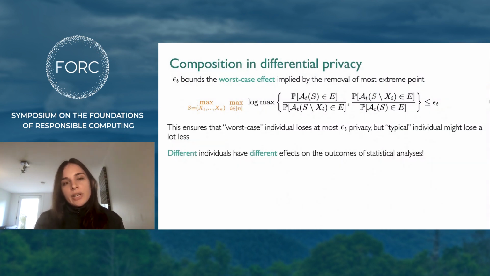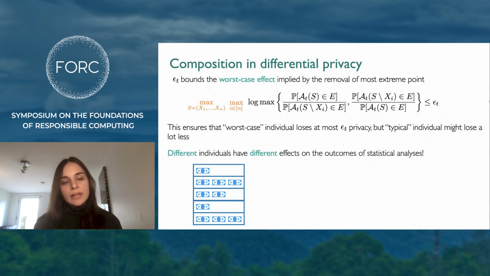But our starting observation is that this ensures that the worst case individual loses at most epsilon_t privacy, but a typical individual might actually lose a lot less, because certainly different individuals have different effects on the outcomes of statistical analyses. Say that we have a database of salaries and we want to report the average salary in this data set. Then if we remove an individual whose salary is very close to the average, that has virtually no effect on the final report.